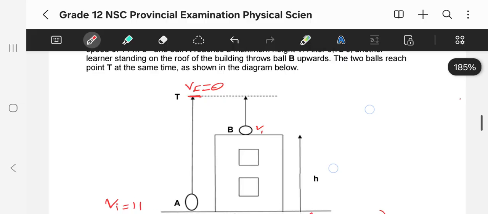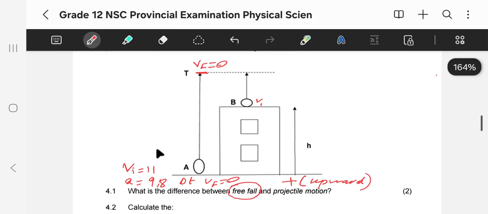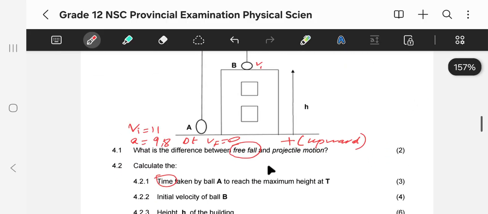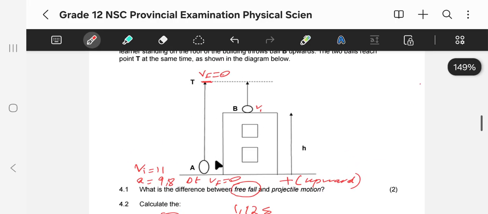So what you will realize is that ball A has traveled for how long? It has traveled for 1.12 seconds. This is the time we just found. It traveled for 1.12 seconds going from the ground up until it reached maximum height. So from this point to this point, the ball traveled 1.12 seconds. And then another thing we need to realize is that ball B was thrown 0.72 seconds after this one was in the air.